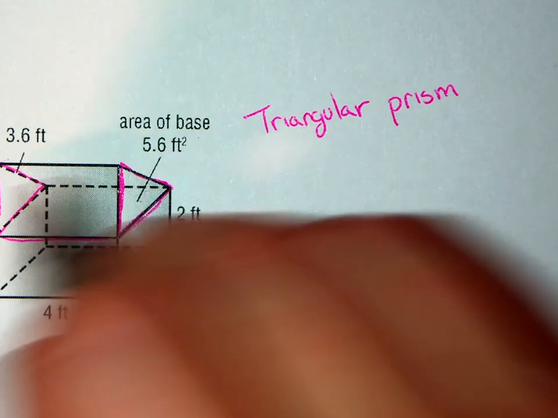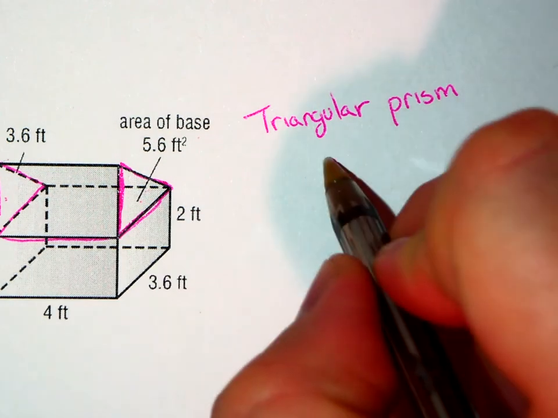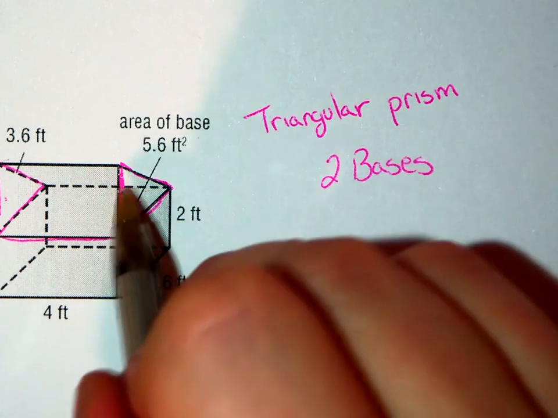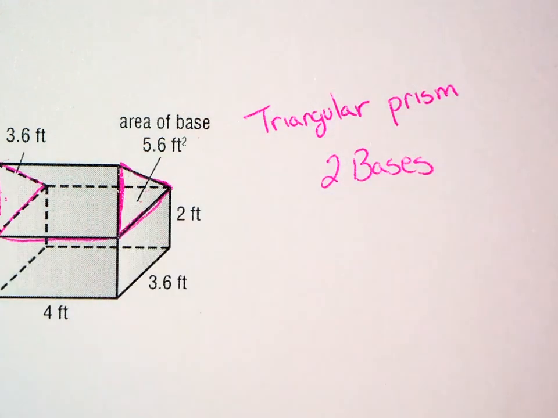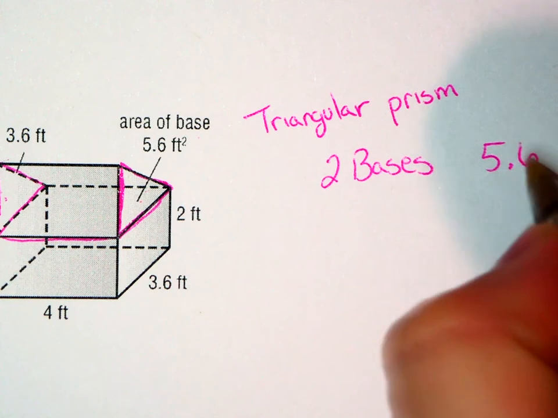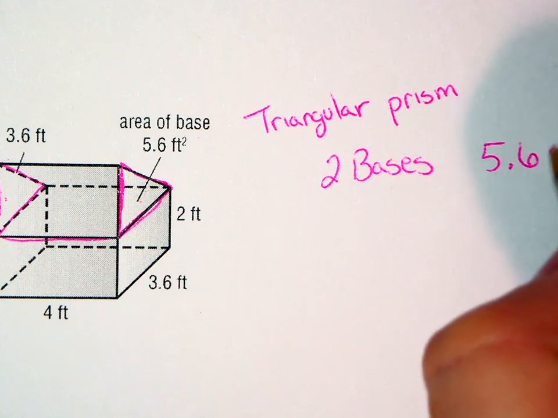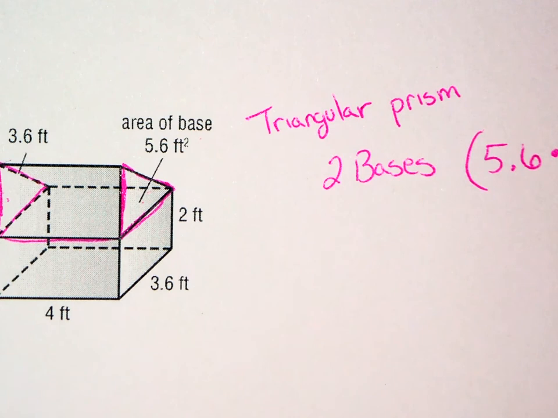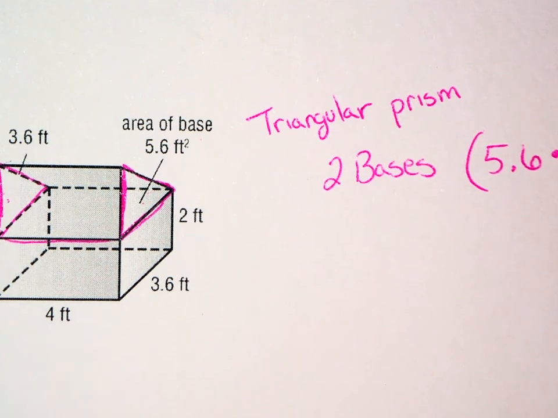A triangular prism, as we discussed in class, has 2 bases. And we have already been given the area for one base, which is 5.6 feet squared. So I'll just simply need to multiply that times 2, which would equal 11.2 feet squared.